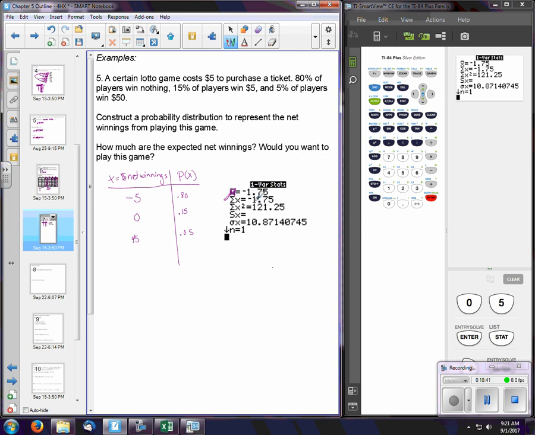So the question, would you want to play this game? That's entirely up to you. Generally, if you're losing money, you probably wouldn't, but if you see it as enjoyment, you might want to, right? So the disclaimer is this is not an encouragement to gamble, but just an explanation of how one of these lottery games might work.